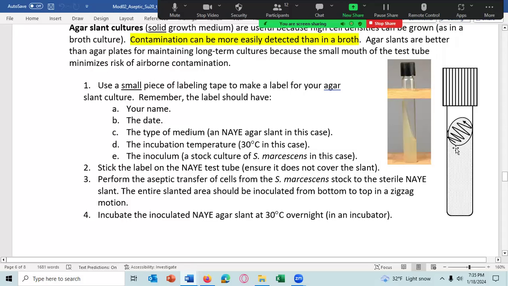Another way to tell if you have a contaminant is, let's say it's red all the way over here, but right there, this corner of the slant, it's not red. It's some other color, like white or off-white. Then this right here will be a contaminant.